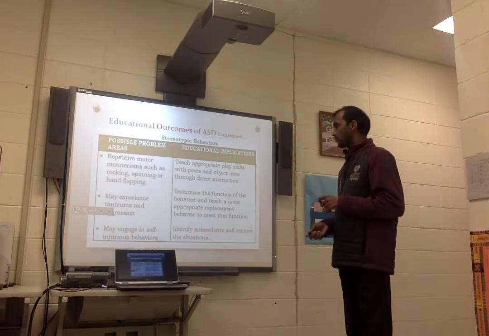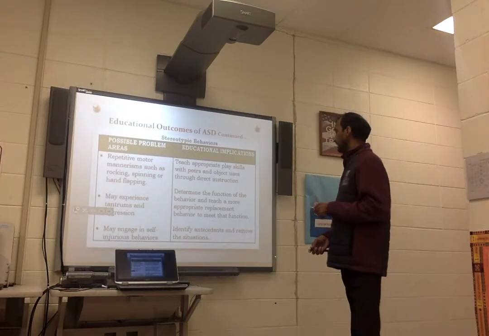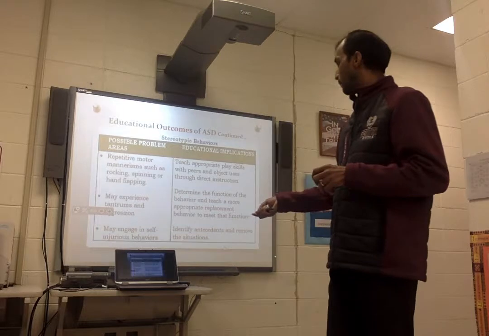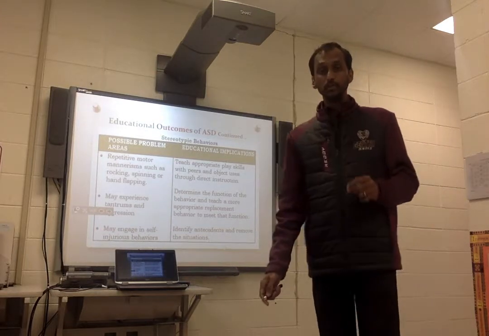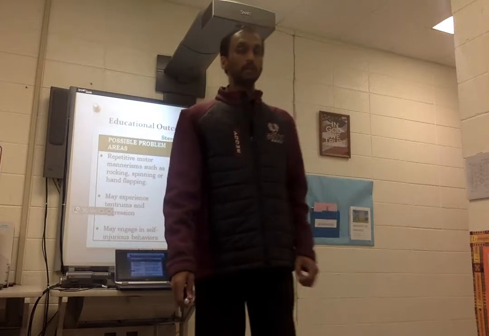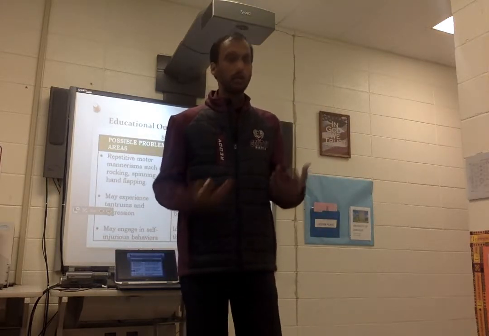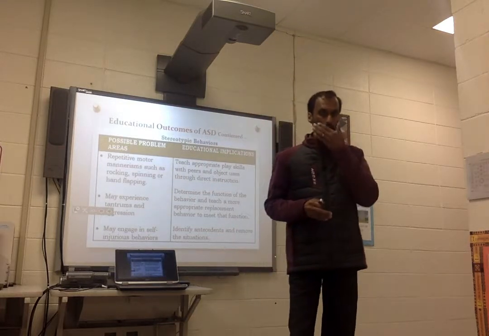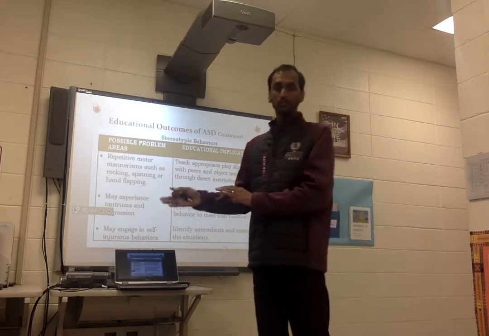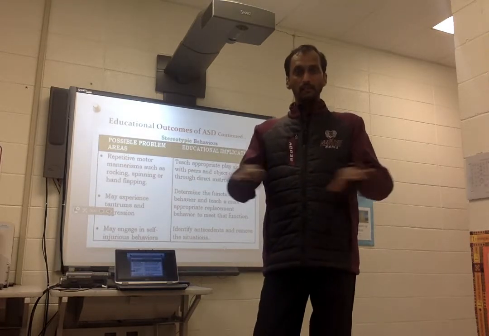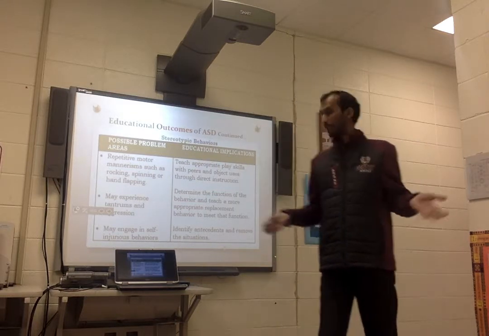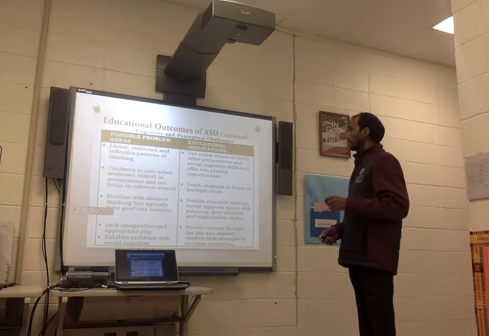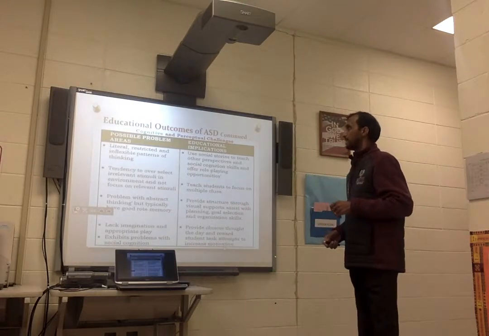May engage in self-injurious behaviors. Identify the antecedents and remove the situations. Like here, may engage in a self-injurious behavior. Children with autism sometimes injure themselves, they get hurt. What do we do? First thing is to find out what is the incident of that particular behavior. If we find the incident, we can remove the situation and then he will overcome it. And if you overcome it, that's a treatment. That's the way you can handle children with that kind of self-injurious behaviors.